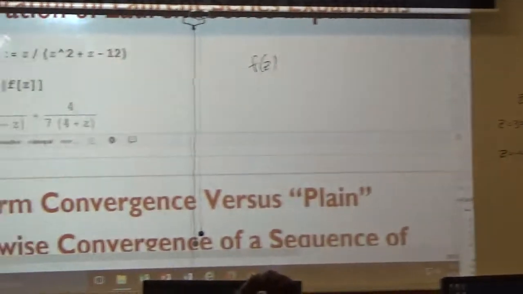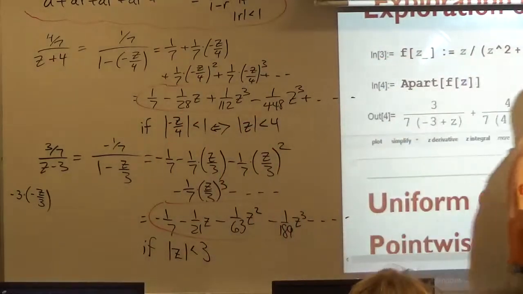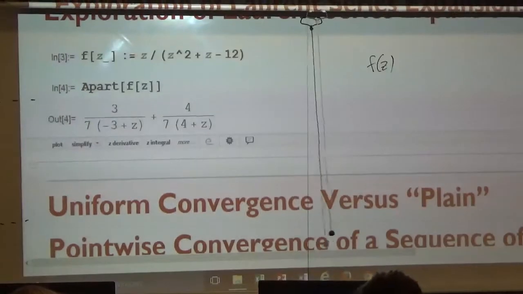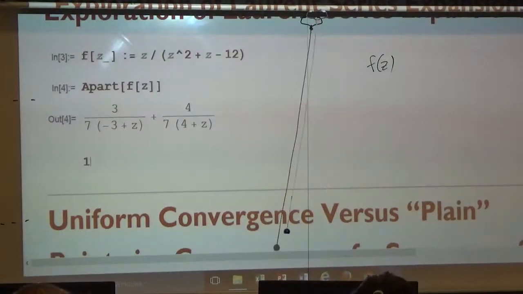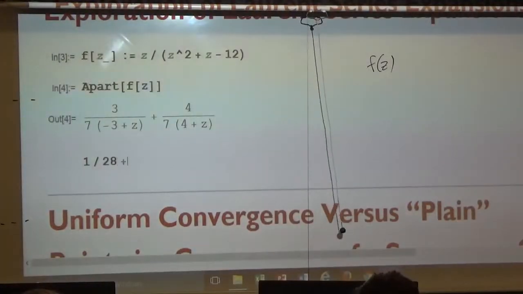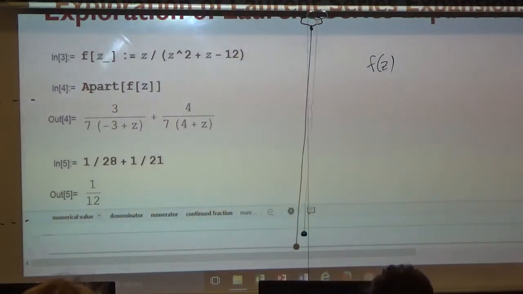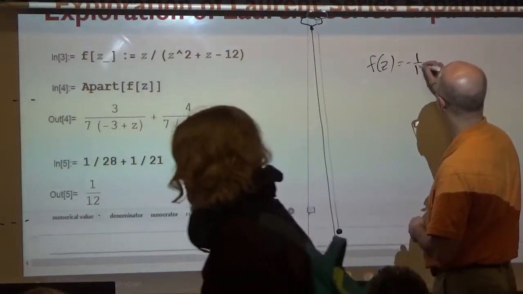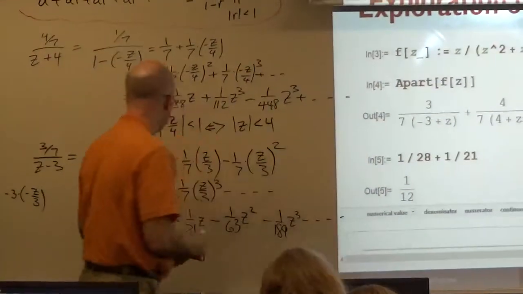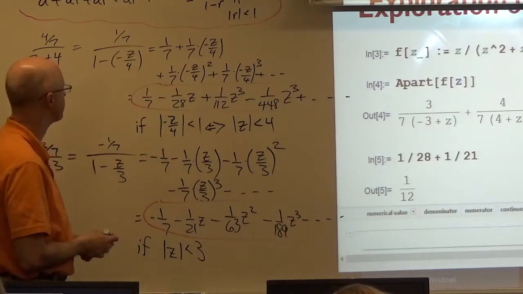What about the z power term? Negative 1/28 minus 1/21. We do it as a plus on Mathematica. 1 over 28 plus 1 over 21 is 1/12. So we get negative 1/12 z, it looks like. 1/28 plus 1/21 is 1/12. I've got the negative signs there.